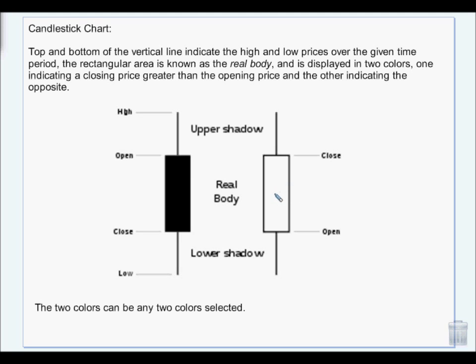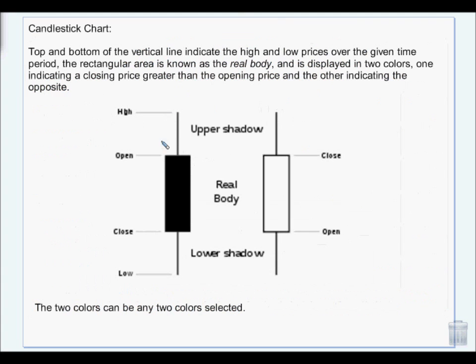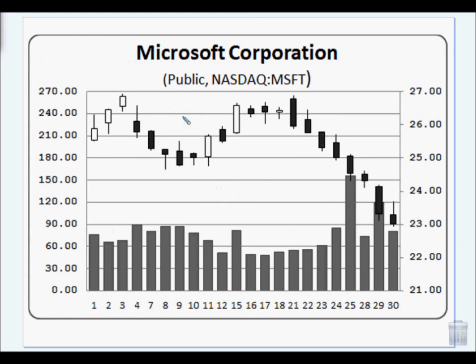But there'll be something that says which it is. Okay, so we're using the black and white. Now remember, black means that they lost money. White means that they gained money. Okay, here we have Microsoft. As you can see, doesn't this look easier to read, just even visually, than that other one?